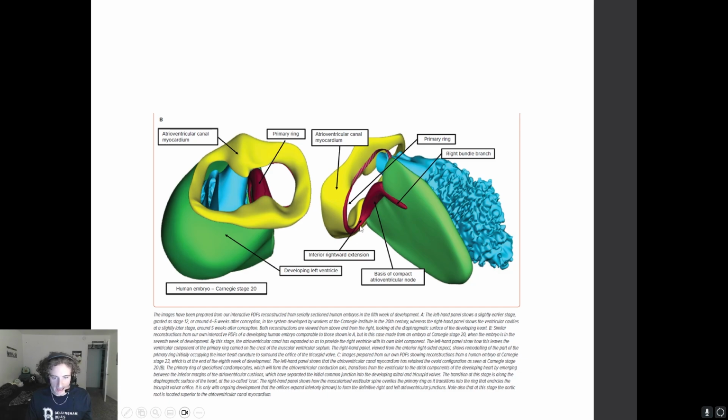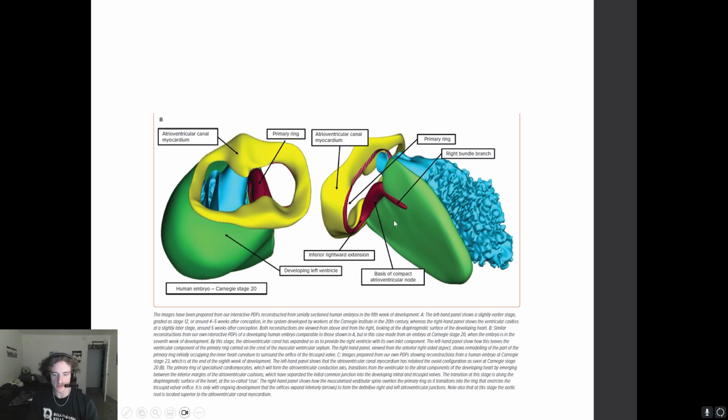And what do we have? Well, we have an inferior rightward extension that goes into this center area. And the center area is going to be the basis of the compact atrioventricular node. So the atrioventricular node is going to be formed at the inferior end of the transition of the primary ring from the ventricular to the atrial myocardial masses.